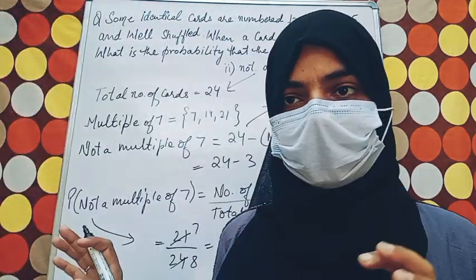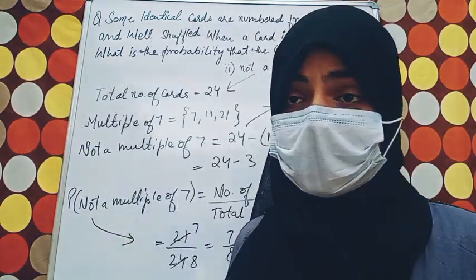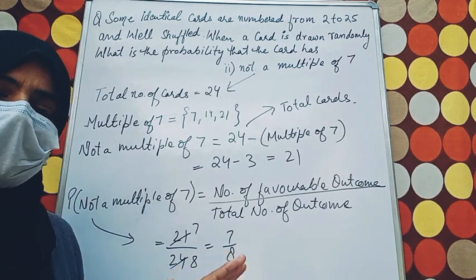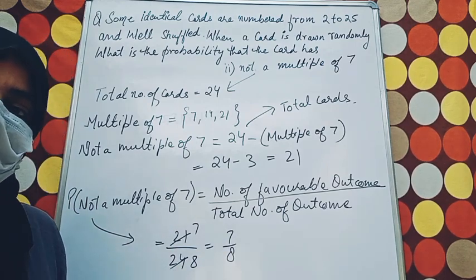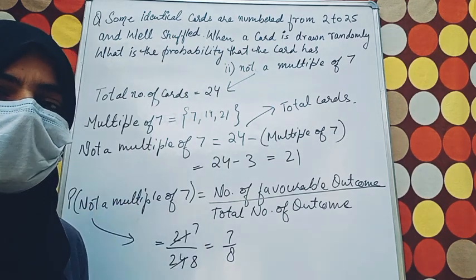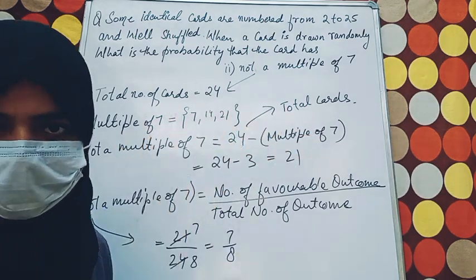I hope till now this question is clear to you. So in terms of what it asked, it asked for not a multiple of 7. This I could have done by a second way also, by writing not a multiple of 7. I would have started from 2 only. Okay, 2 is not a multiple of 7. 3 is also not there. I would have written those numbers also.